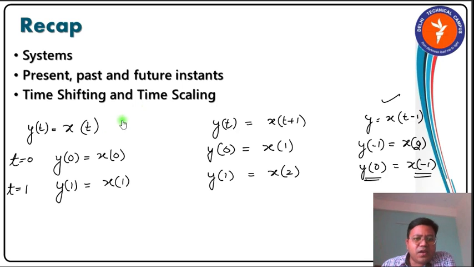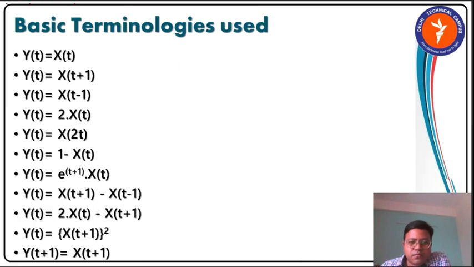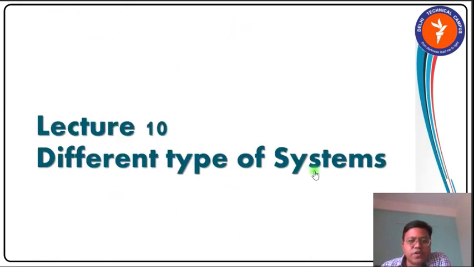So on the basis of how the input signal is being modulated and translated into the output, we can classify systems. So the objective of today's lecture is to classify systems on the basis of how the output is dependent on the input, whether it depends upon the past values, present values, or future values. Let us see.